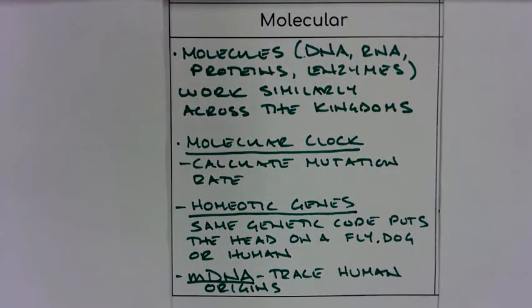We also examine mitochondrial DNA. Mitochondrial DNA is DNA found in the mitochondria, which is passed down through the maternal line. We use this to trace human origins.